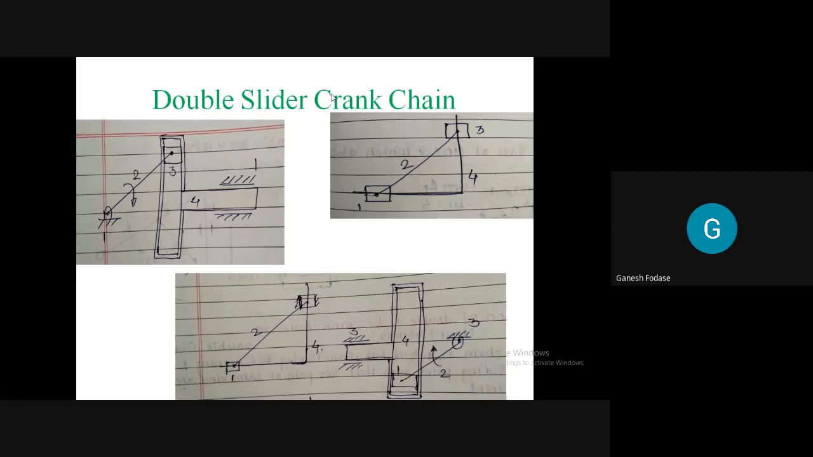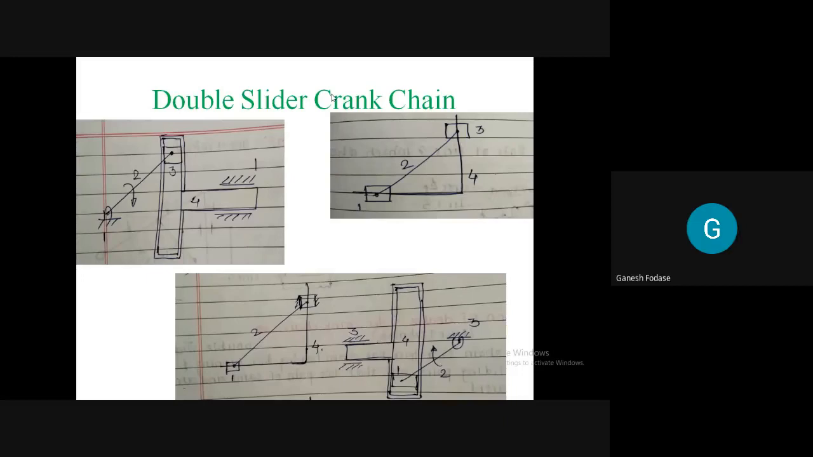So how many inversions are possible here in this mechanism? Basic question. Maximum how many inversions are possible? 4 maximum. The inversions depend upon the number of links. How many links in a mechanism? 4 links. So how many inversions possible? 4.